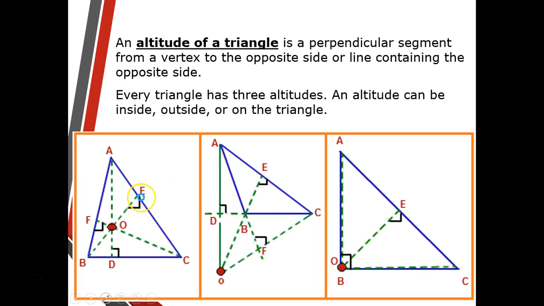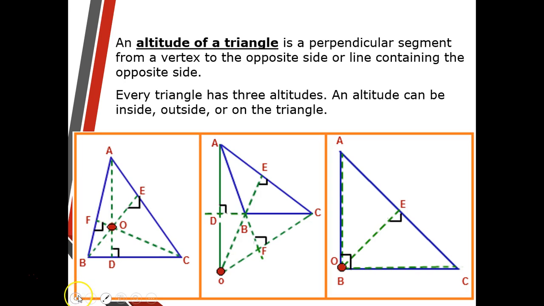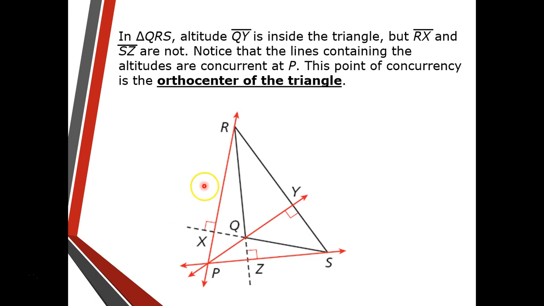Okay, let's go to the next one. So in this triangle right here, QRS, the altitude QY is inside the triangle, just like we saw in the other obtuse triangle that I just showed you. QY is on the inside, but RX and SZ, these two altitudes, are not on the inside.